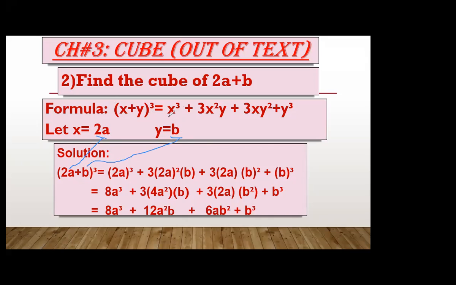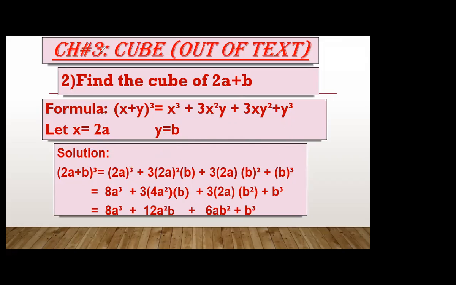Clear? Now here x cube is there, so I have written 2a whole cube, 2a whole cube plus 3 from the formula. Then x square means 2a whole square, y means b, then plus 3, 2a is your x and b whole square is your y, and y cube means b whole cube. Clear? This is the first step. Just put the values. Step number 2, finding the cube.